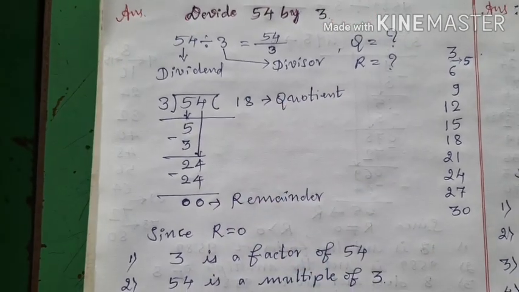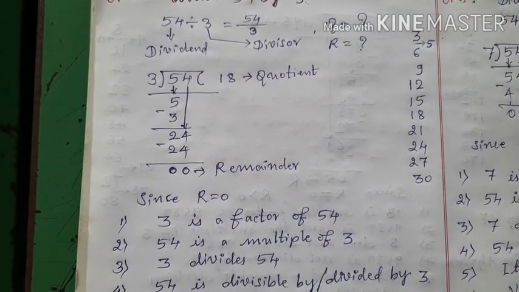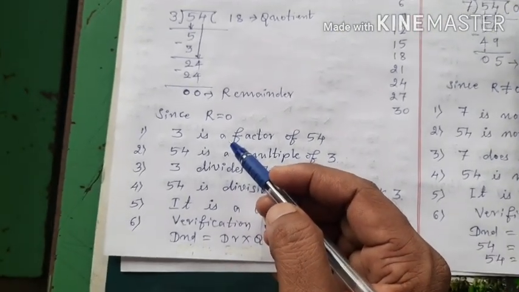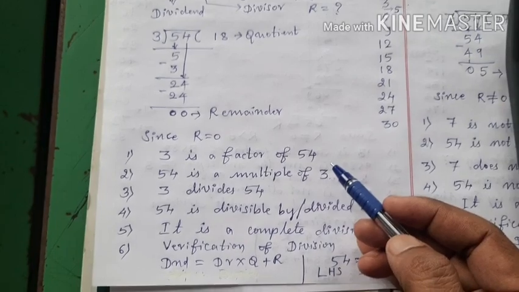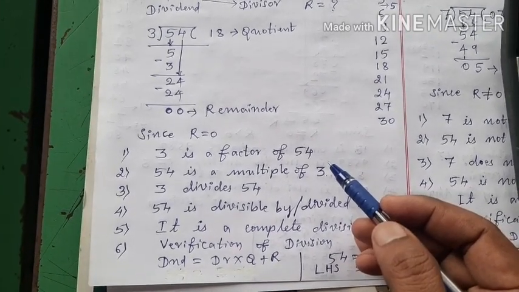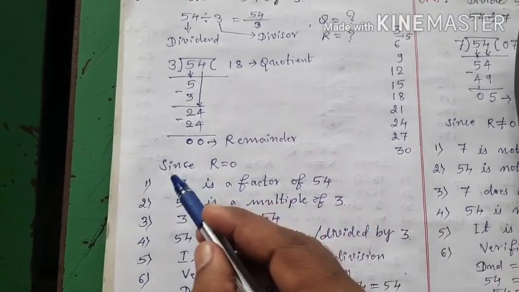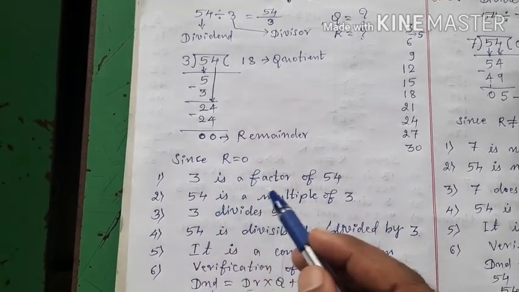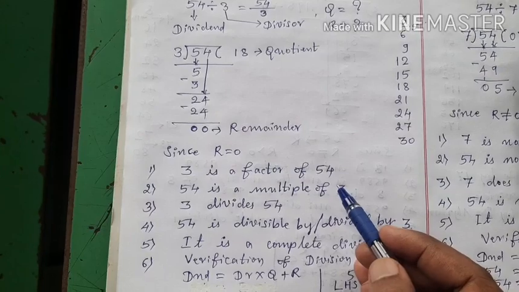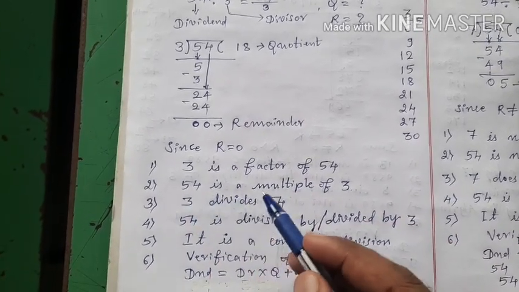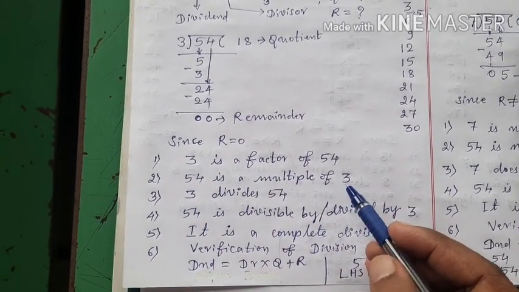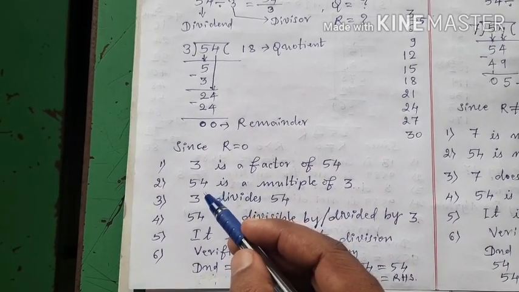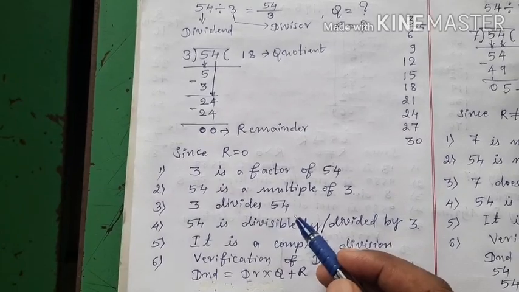If the remainder becomes 0, then we can take 5 important decisions or conclusions here. What are those? Since the remainder is equal to 0, I can say 3 is a factor of 54. And also say 54 is a multiple of 3. It means in the table of 3, 54 comes. And 3 divides 54.